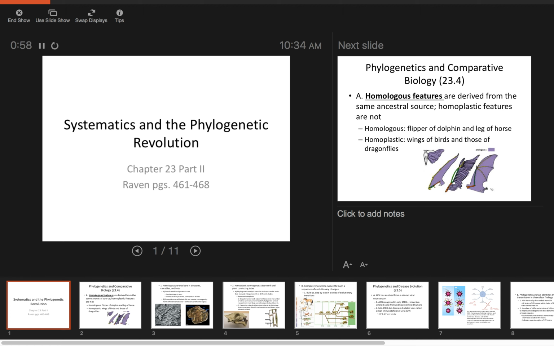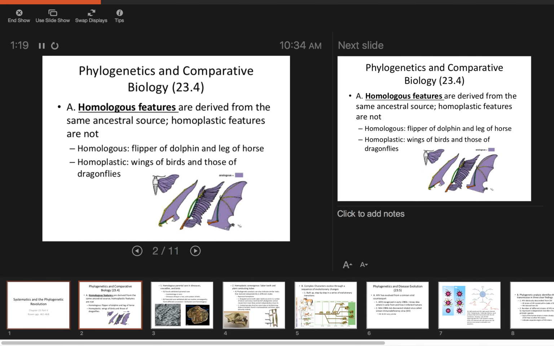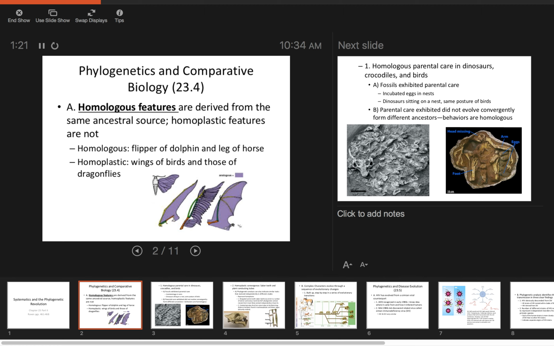Okay, so chapter 23 was about systematics and phylogenetic revolutions. We made cladograms. So think back to cladograms, kind of like a family tree, phylogeny. How do species evolve? Well, I guess we didn't really talk about that process, but just looking at physical characteristics and creating cladograms. So this is kind of a continuation of that, talking about certain features, like homologous features, which means that they were derived from the same ancestral source.